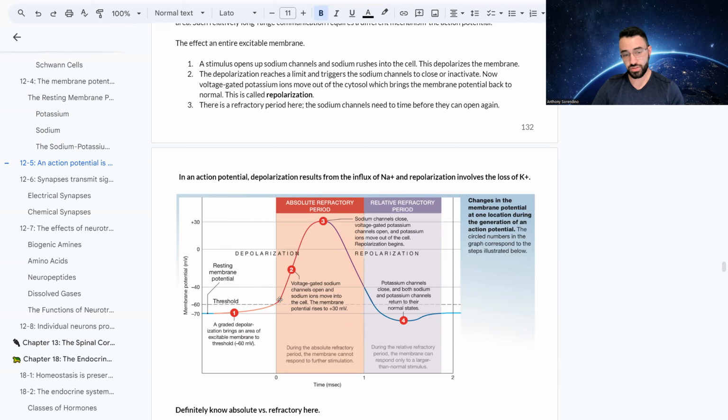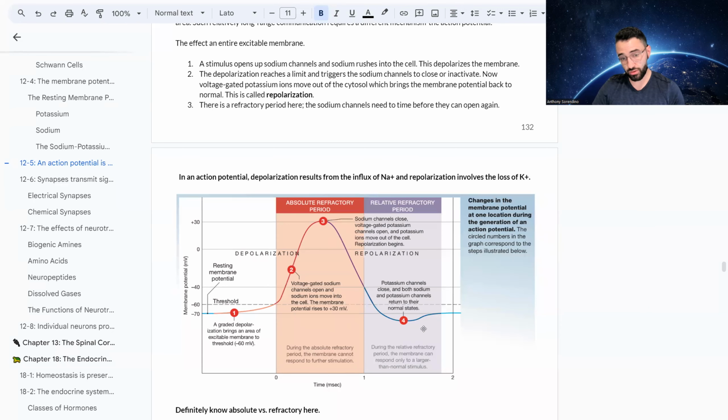So you could see, and that follows the charges, we're going positive, positive, positive. The cell's getting all of this positive charge in. We hit about plus 30, no more. We hit this absolute refractory period. The sodium channels are all cut off, and they are triggered by this change in voltage. They're cut off, and then all the potassium can now start being pushed out to correct this. And that's what's called repolarization.